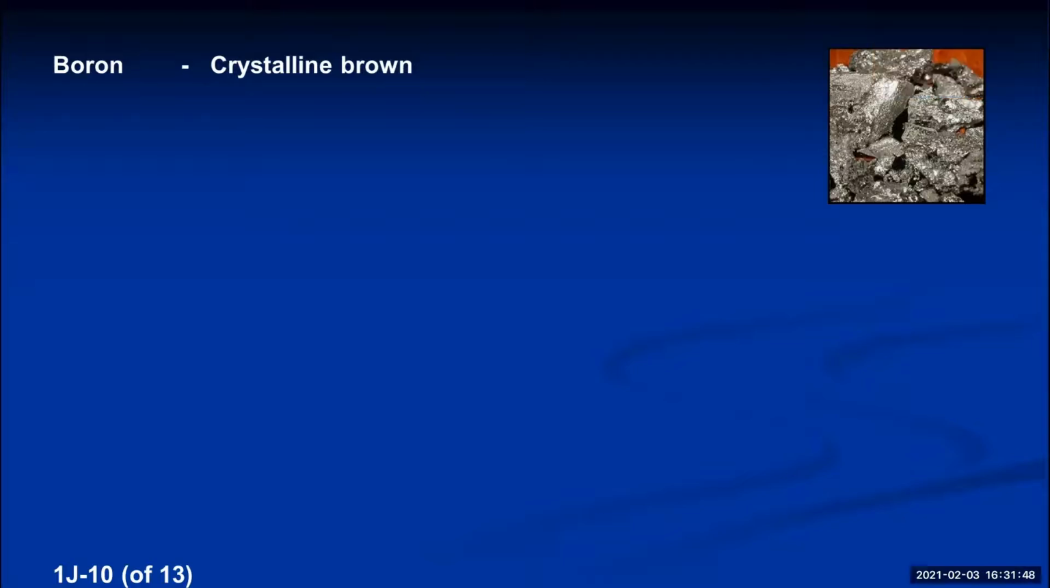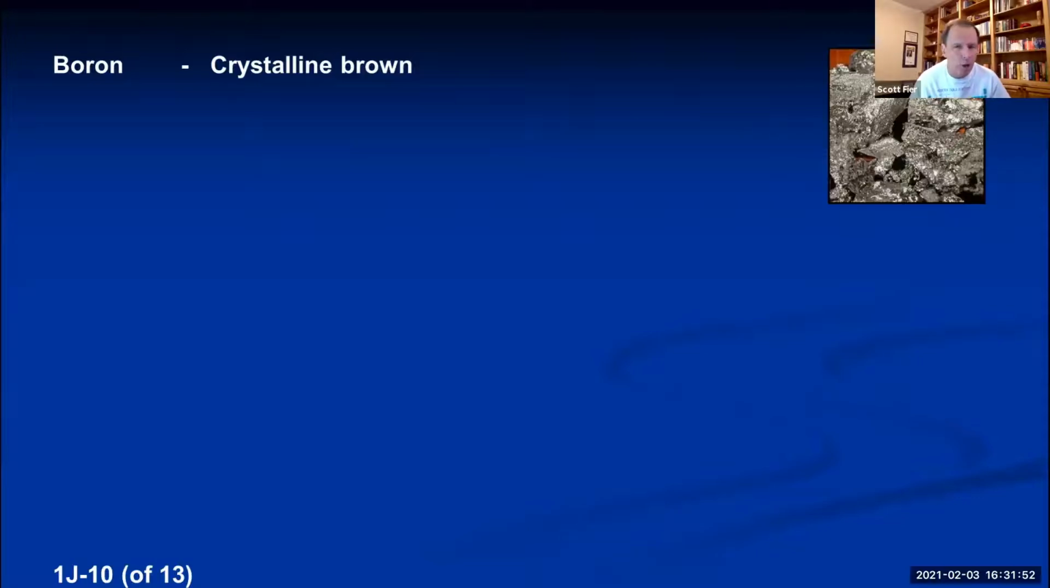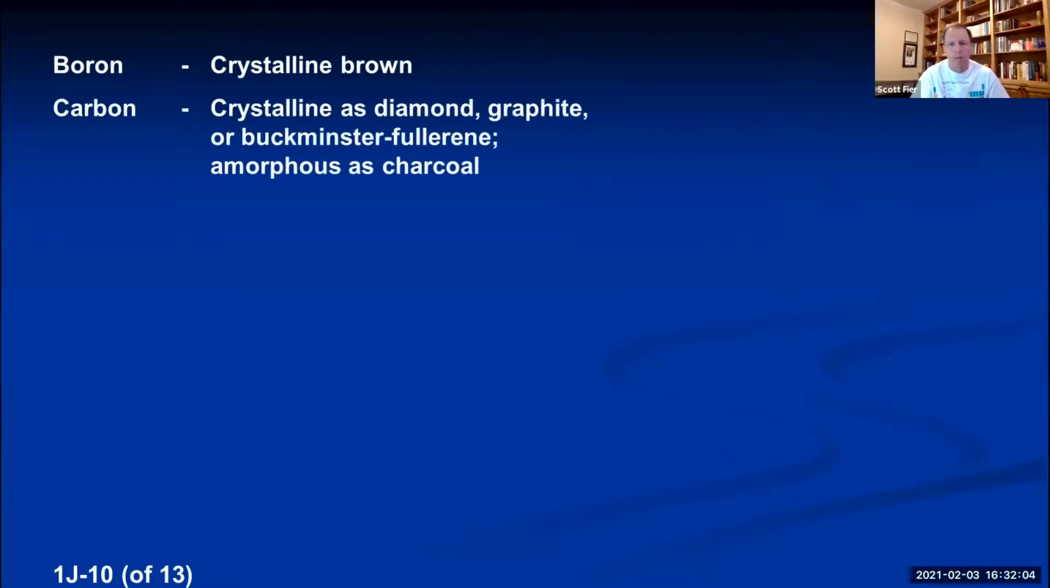Okay, thank you. The next nonmetal, boron, is actually a crystalline brown solid that looks like this picture here. If you grind it up, it happens to look exactly like Nestle's Quick, and I know that because I had to use it in some of the research I was doing back in college. So that's a crystalline brown solid.